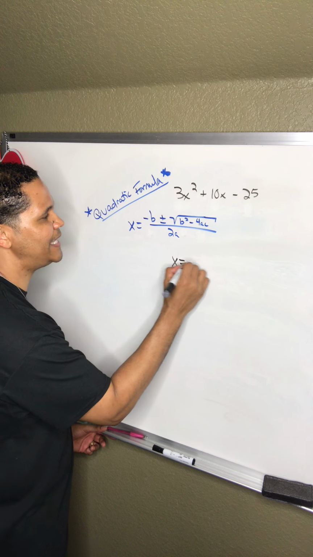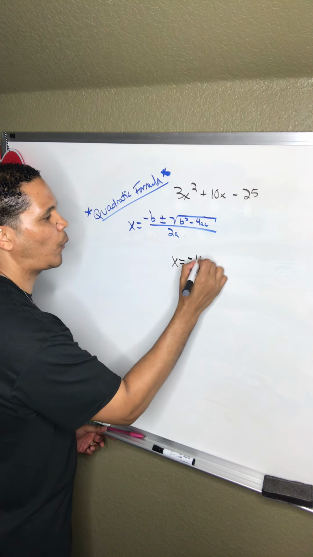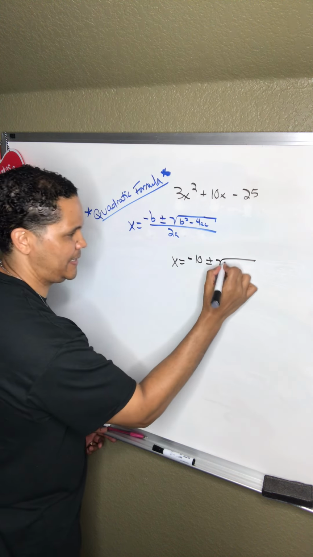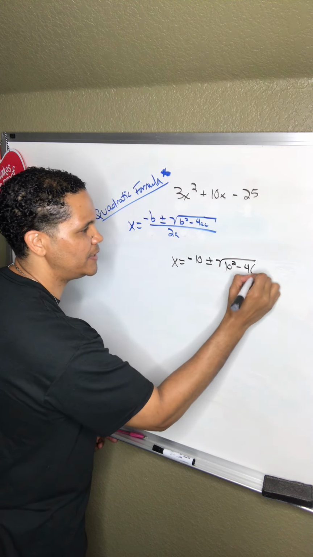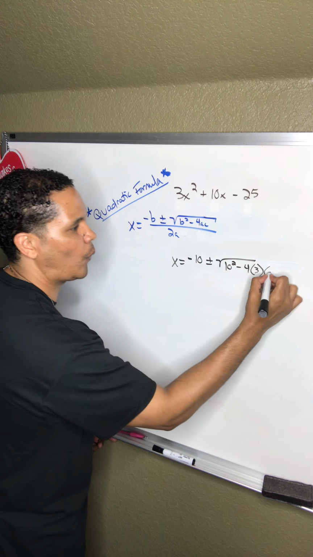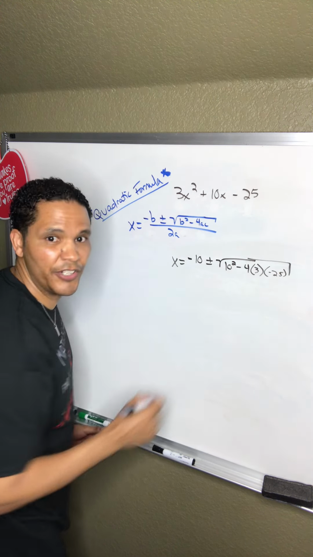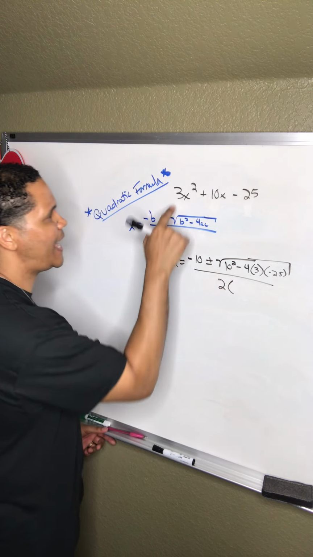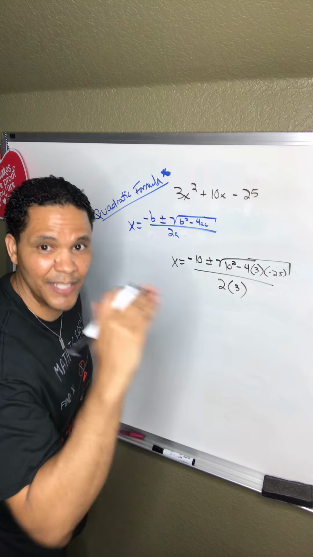So we have x equals negative, what is B? 10 plus or minus the square root of, what is B? 10 squared minus 4 times A, what is A? 3, what is C? Negative 25, and that's all underneath the square root. Over 2 times A, what is A? 3. All right, let's break it down.